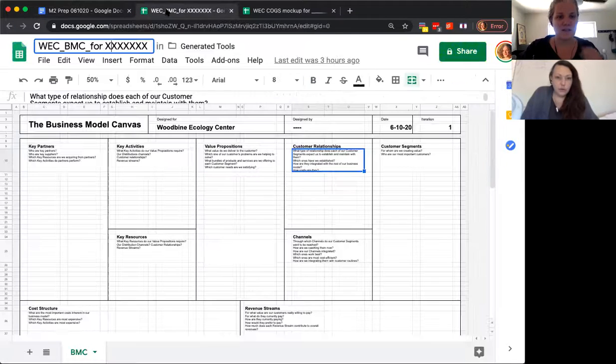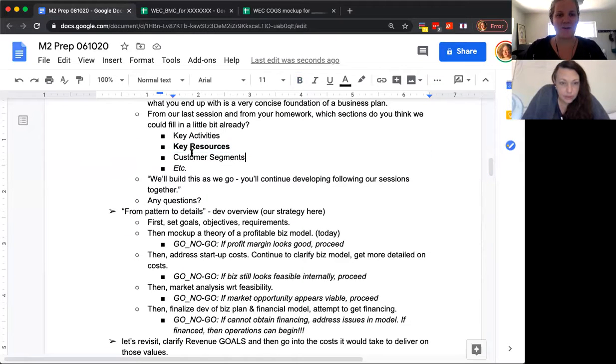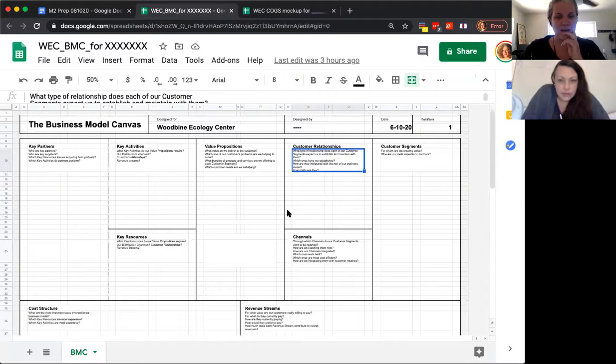Key resources. What else did we talk about? We did talk a little bit about customers, audiences, last meeting. Who are your target customers? Yeah, those are the two that I got so far. I think we also talked about activities. Oh, that's right. What are the key activities of this business model?